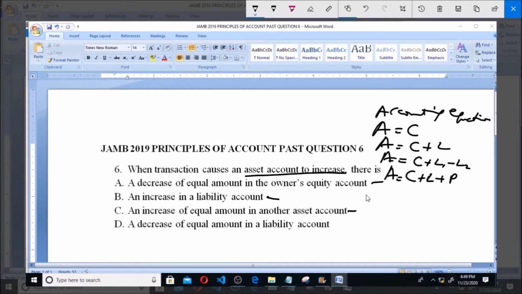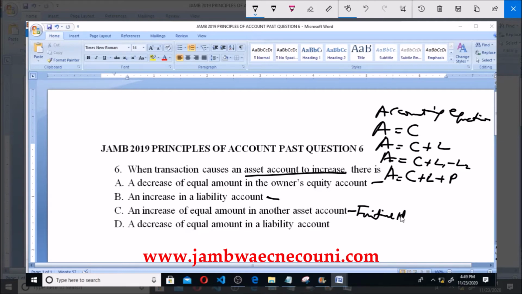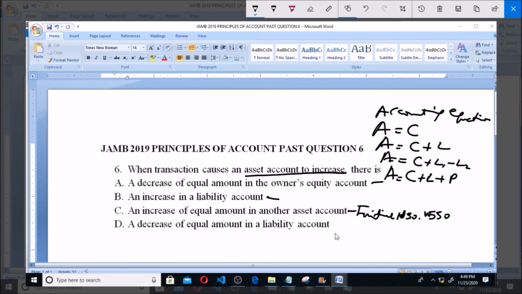Now, this option is looking at if we increase furniture by 50 naira. If we increase furniture by 50 naira, that means furniture will now become, for example, it was 500, it will now become 550 naira. This option still does not look at the cause of a transaction of an asset increasing.